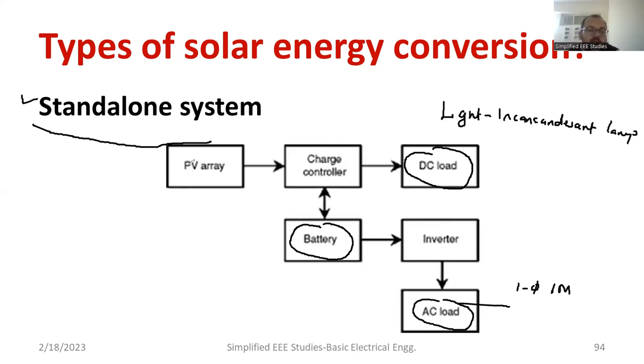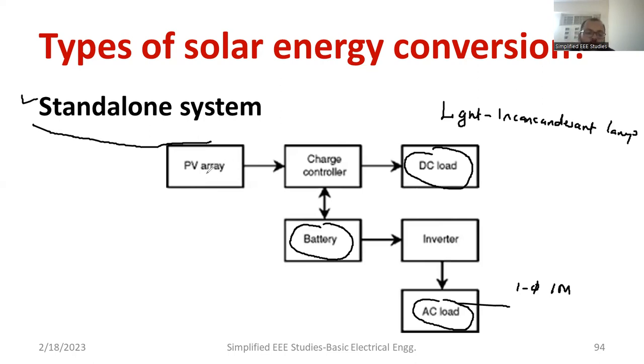The source of a standalone system is the PV array. What is a PV array? A PV array is a combination of solar panels. If the solar panels are connected together, then we get a PV array. It can be connected in series, parallel, or series parallel, depending on the requirement. If you require high voltage, you can connect the solar panels in series. If you require high current, the solar panels are connected in parallel. Like that you can arrange. However, usually panels are connected in series to get the high voltage.